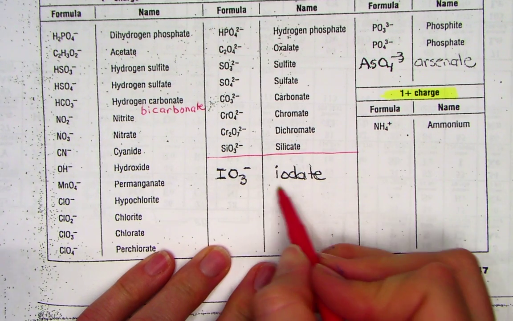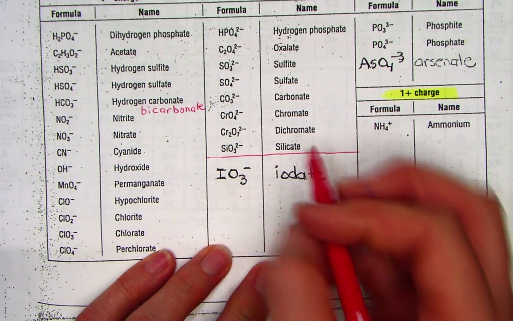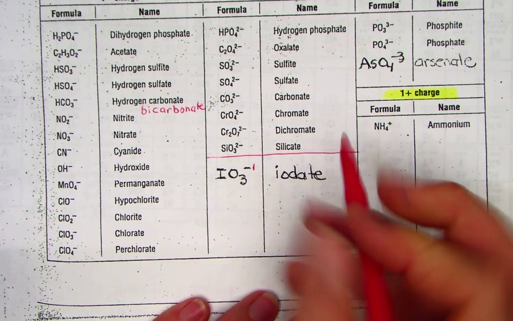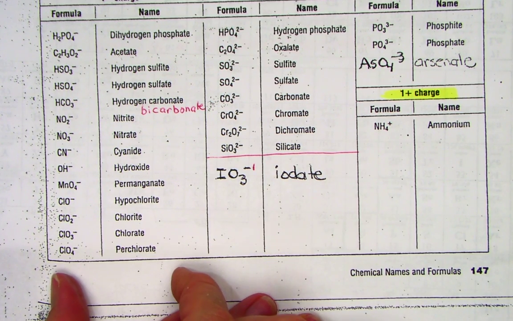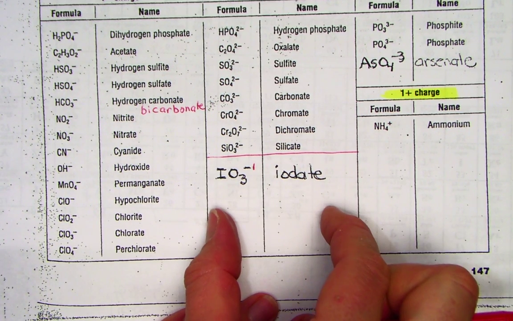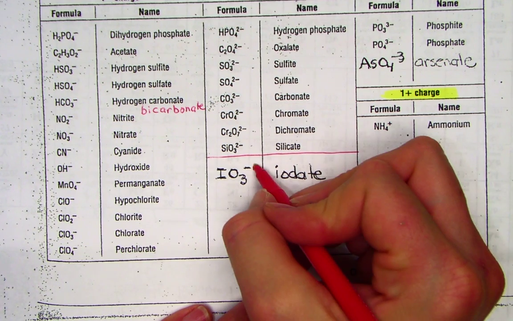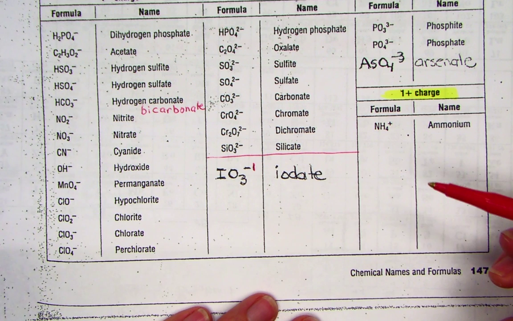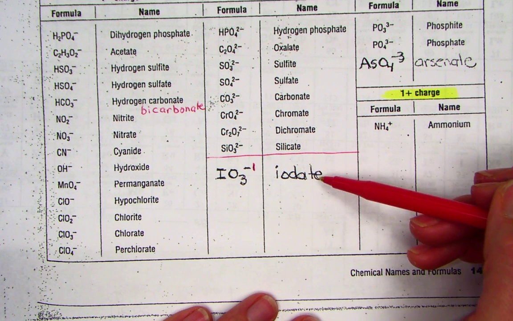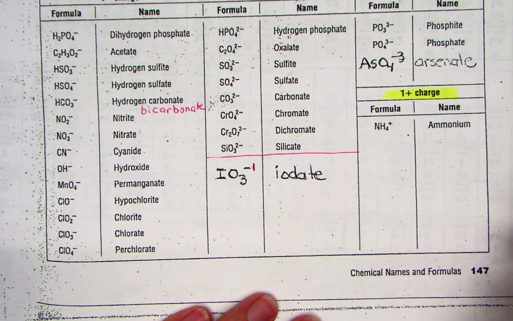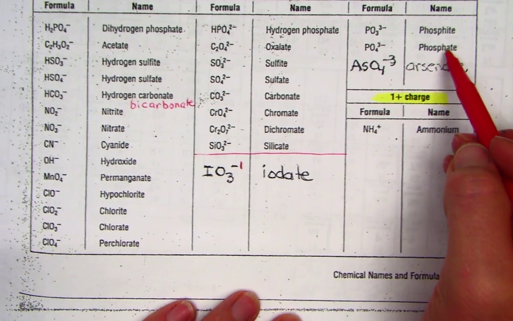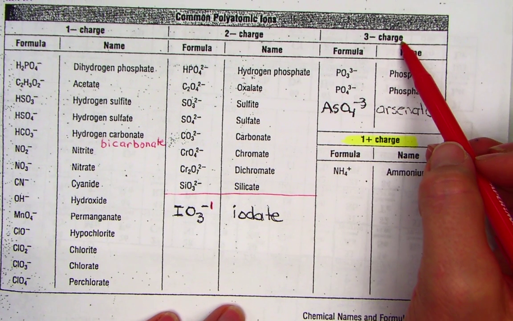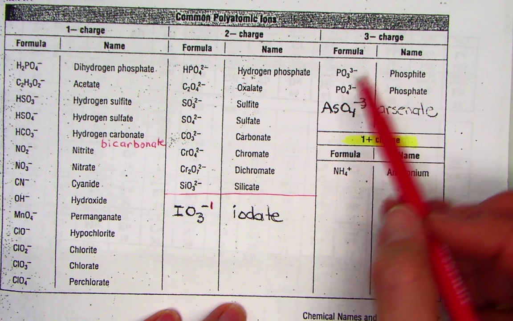I needed to add IO3 negative 1, iodate. There was no room in the negative 1 column. There was some spare room here in the negative 2. It is indeed a negative 1 handwritten in, but I only had space to do it in the negative 2 area. Iodate, IO3 negative 1. Listen to the names of the negative 3 common polyatomic ions.